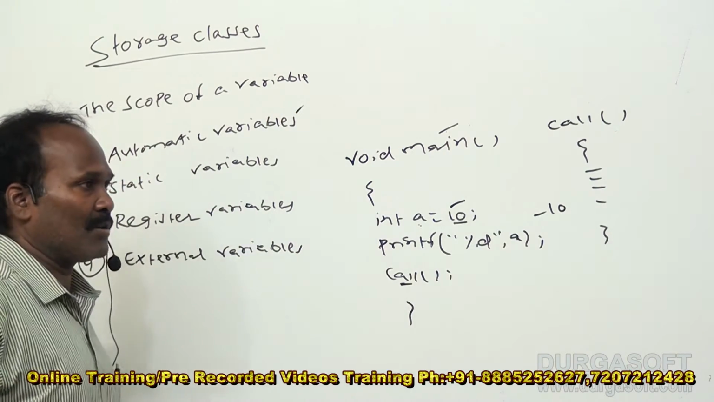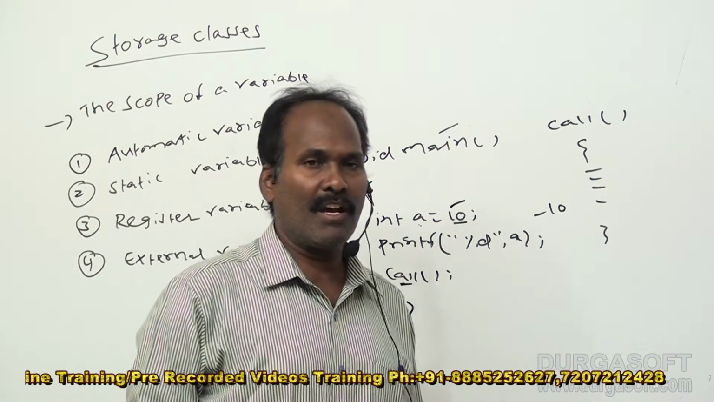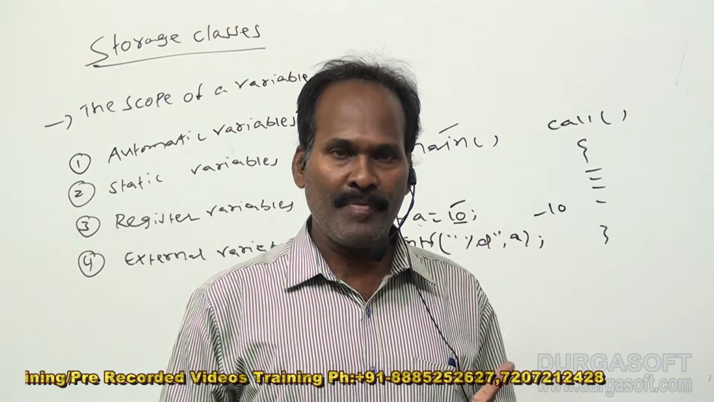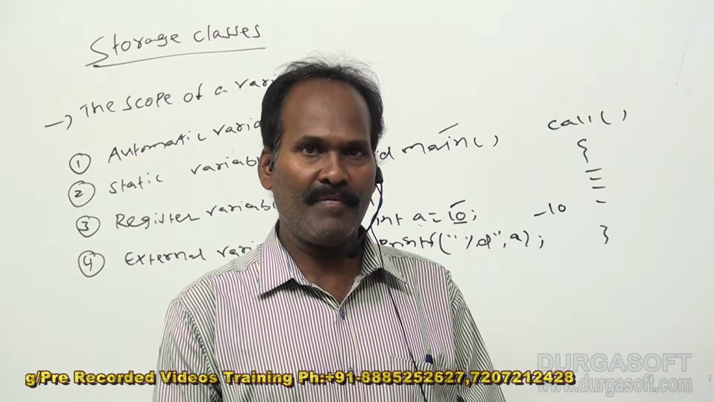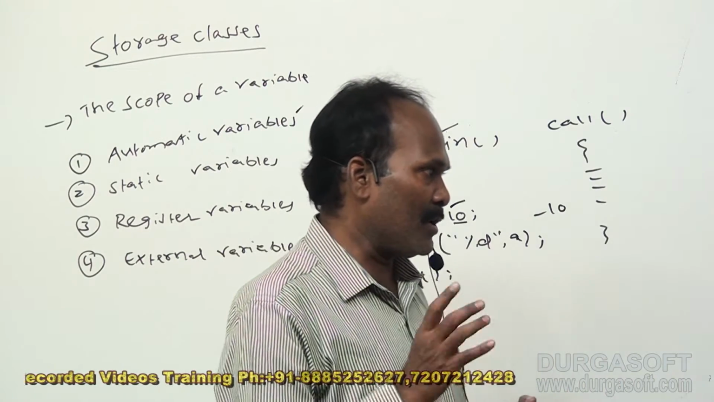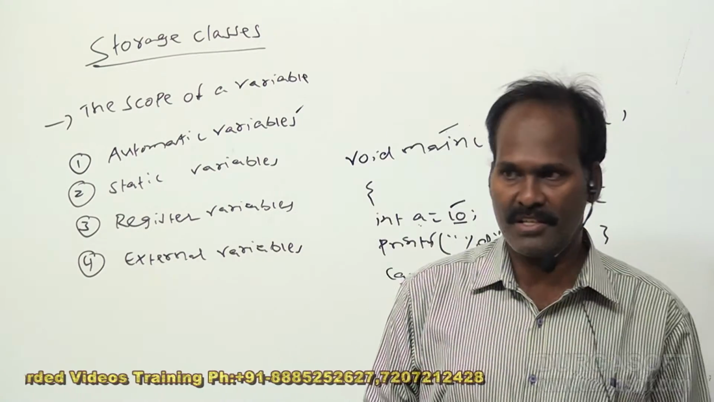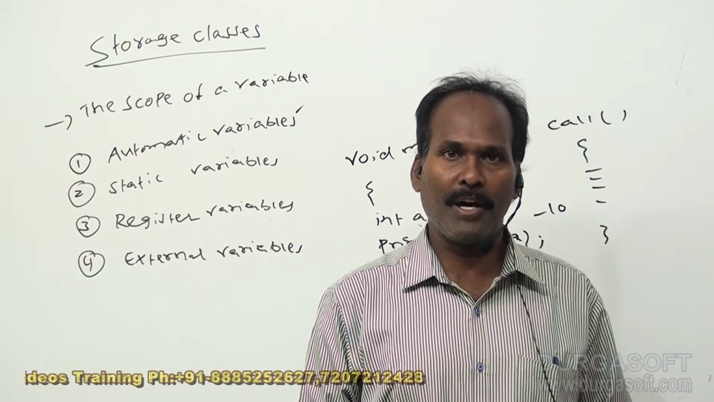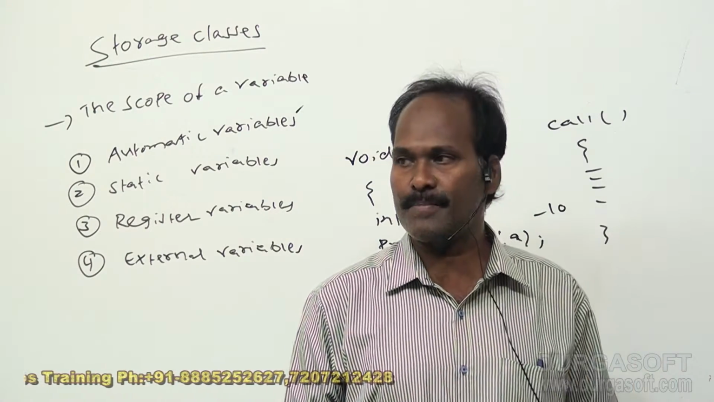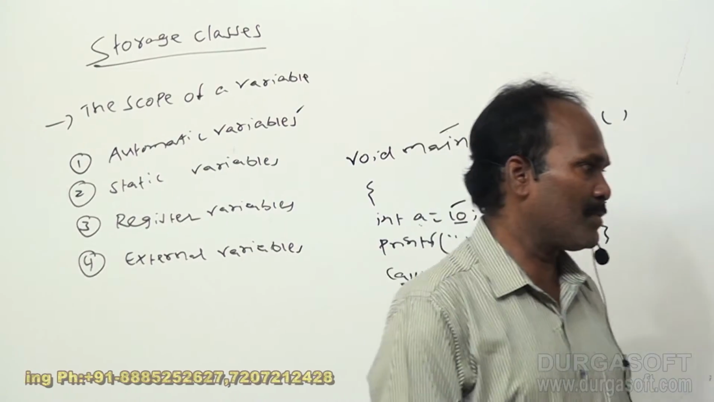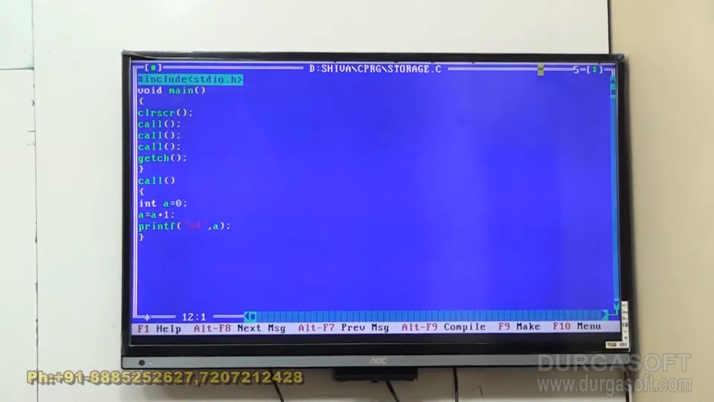How can automatic variables be declared? By prefixing the auto keyword before the variable name, an automatic variable can be declared. By default, a variable declared within a function becomes an automatic variable. There is no need of specifying any explicit name; automatically they are specified as automatic type. I will show one example here, just have a look.